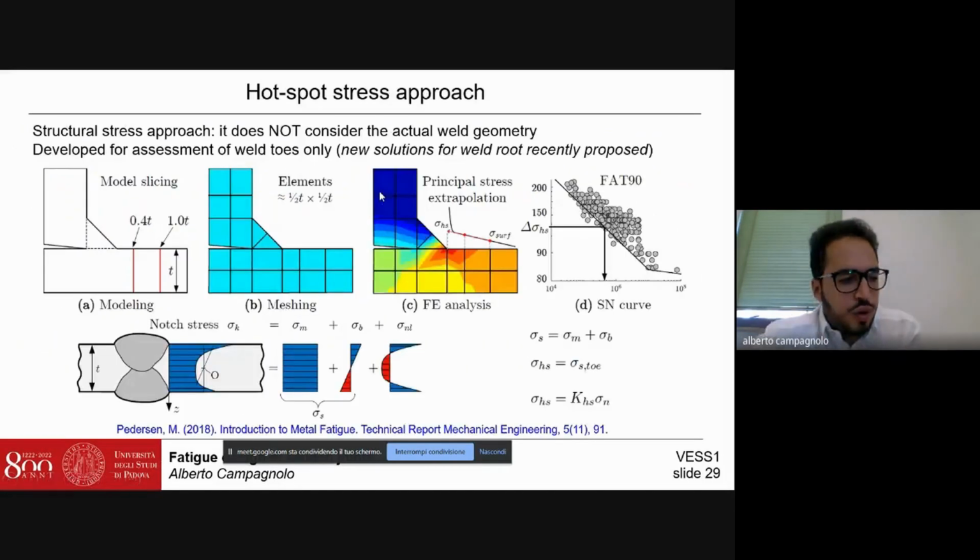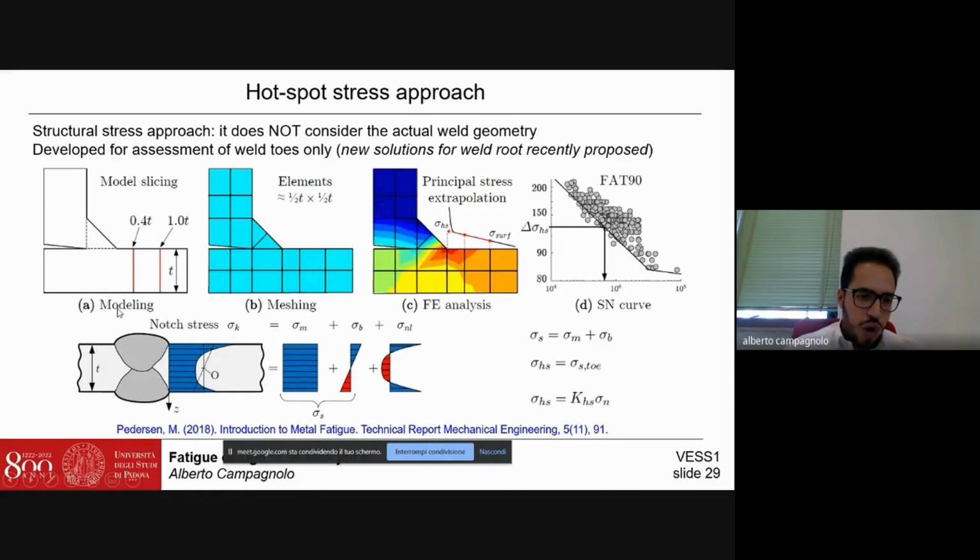Going further to the hotspot stress approach, this is maybe the most adopted in industry, since it is typically adopted coupled with finite element calculation, and can be adopted also with strain gauge measurements, so experimental measurements. The hotspot approach is based on this procedure.